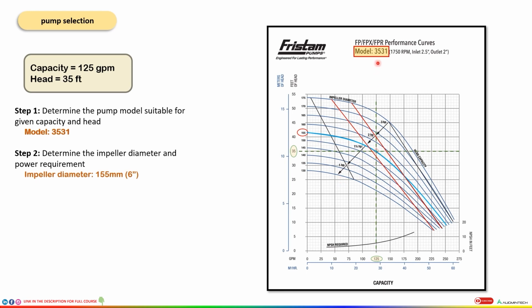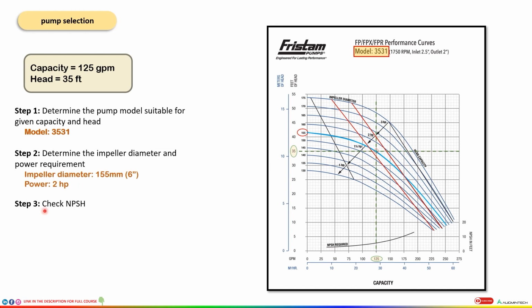So for this model, 1 HP, 1.5, 2 and 3 HP. These are the options possible for power consumption. Based on the capacity and the head, the value that we are getting lies anywhere between these two lines. So the pump that we have to use within the 3531 model will be consuming 2 HP of power. So the power that is required to run this pump is going to be 2 HP.